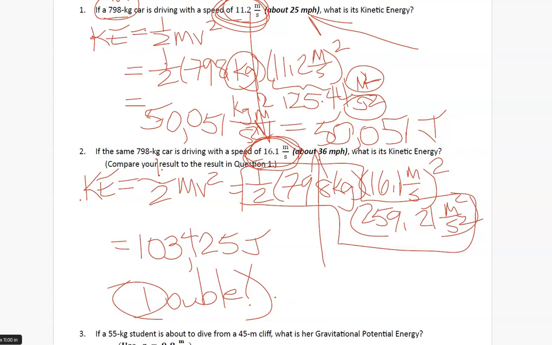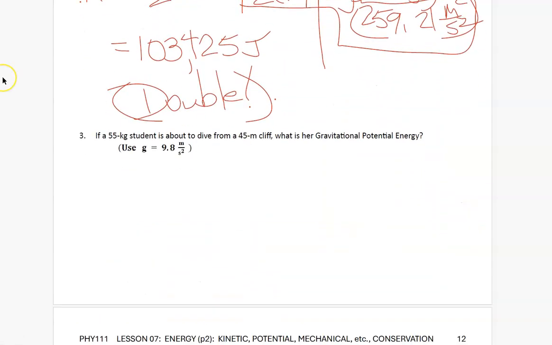And this is because kinetic energy is highly dependent on the speed of an object. It is proportional to the speed squared. Small changes in speed result in big changes in kinetic energy.